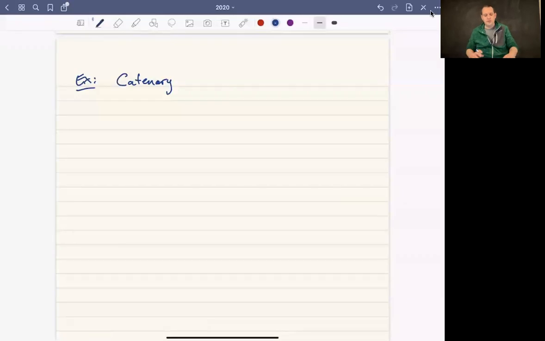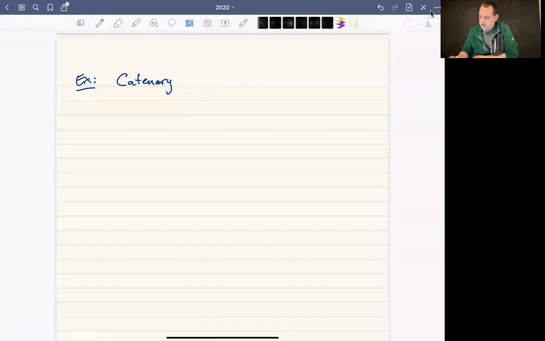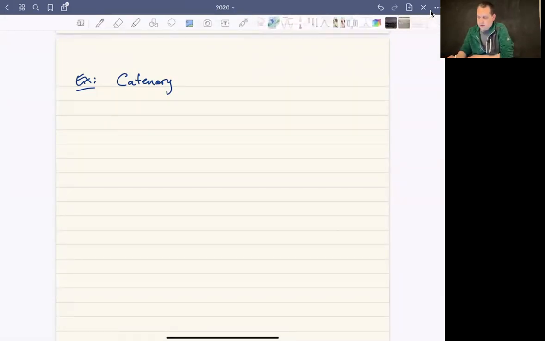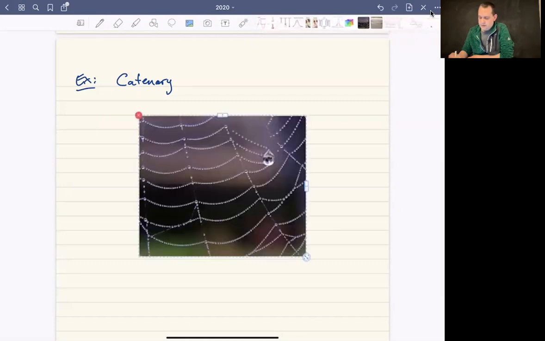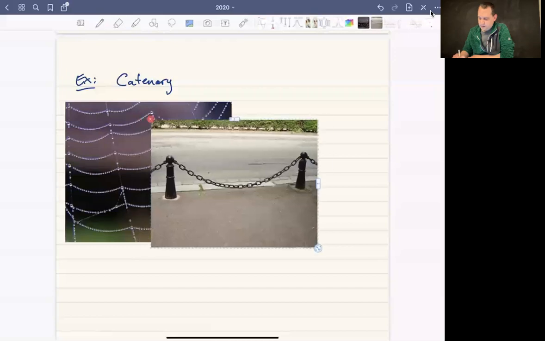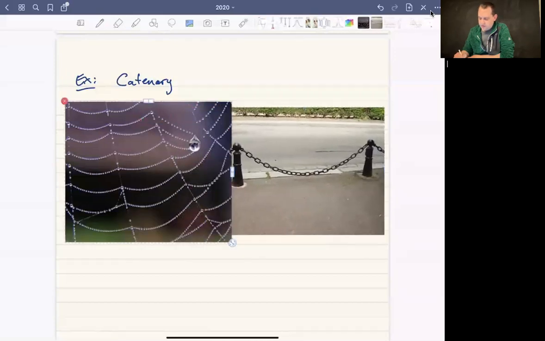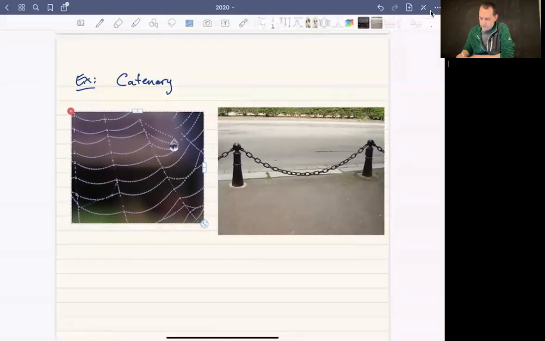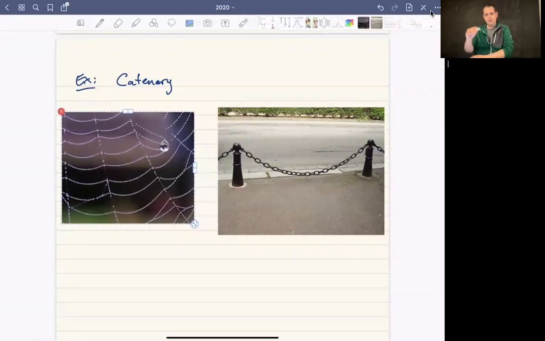I have one more example that I want to talk about, and this has to do with what are called catenary curves, which I've all my life called catenary curves. But these are curves that appear in nature all the time. And so here's two examples. So if you were to think about a spider web and think about what's the curve that's determined by the spider web here. Is it a parabola?